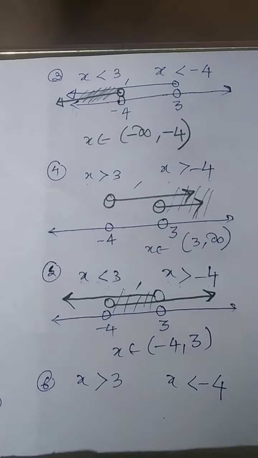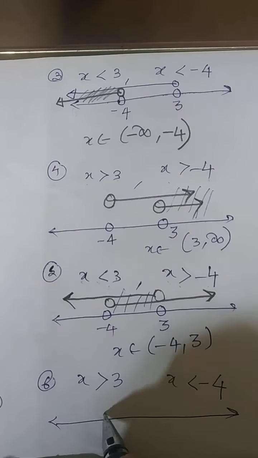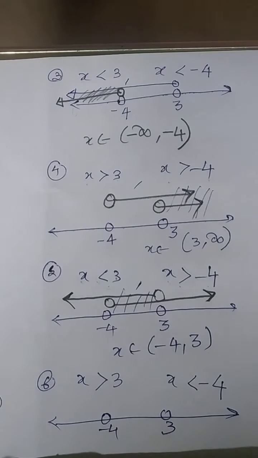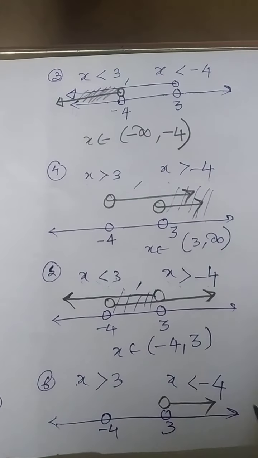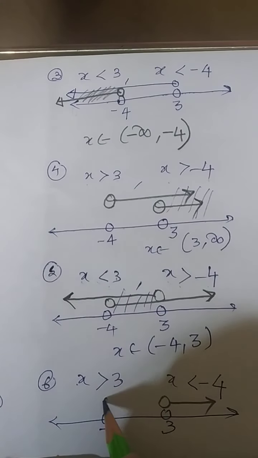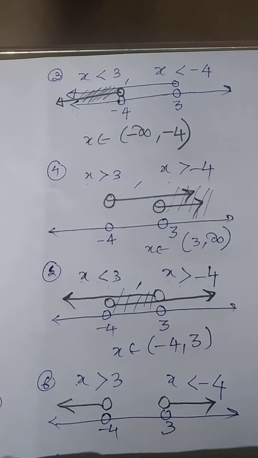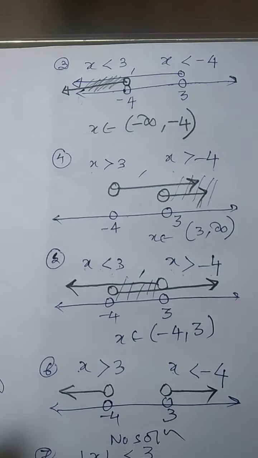Now let us consider one more situation. The same numbers, here it is minus 4, over here it will be 3. Now I am going x is greater than 3 on this side, and x is smaller than this. What is the common portion? You can see both the arrows are not overlapping anywhere, so this is the case where you get no solution. The solution is not possible.